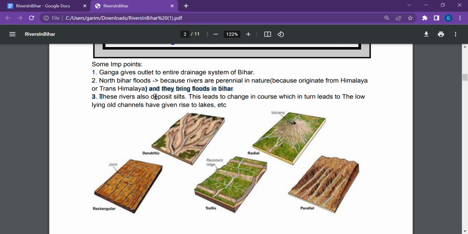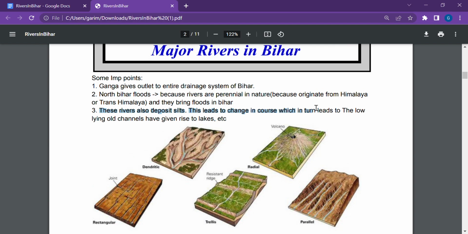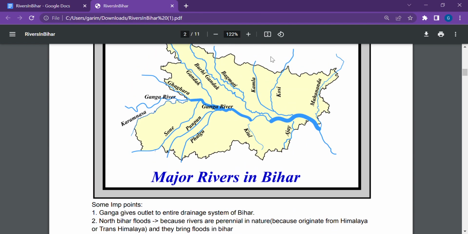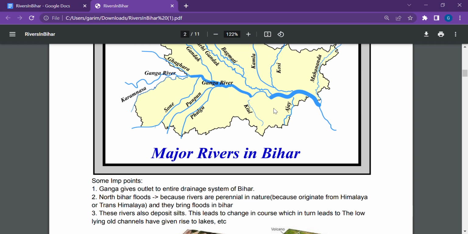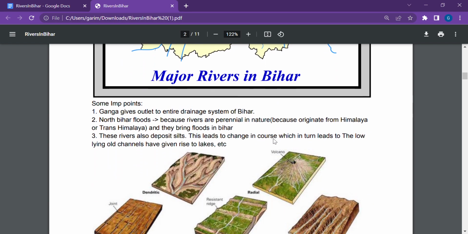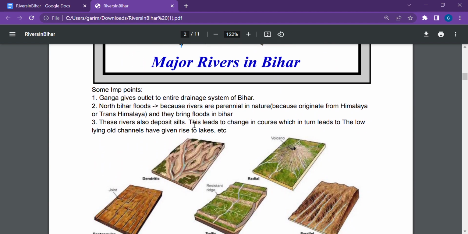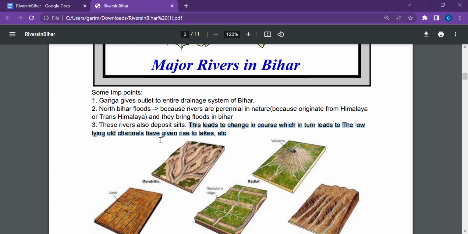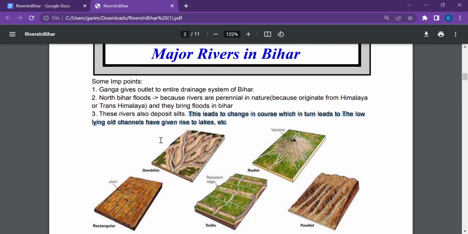Okay, the rivers present in the northern side deposit silt, and this leads to a change in course. We can see this in the case of Kosi. The Kosi is changing its course with the progress of time. It keeps changing actually. This change in course in turn leads to low-lying channels and has given rise to lakes.